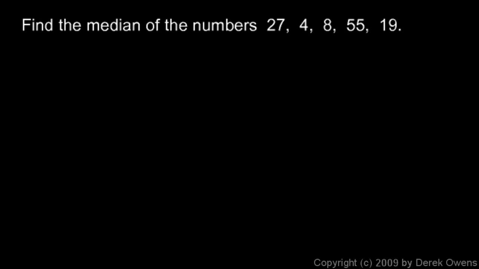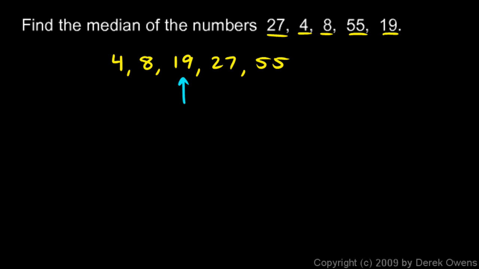So in this example, we're told find the median of the numbers 27, 4, 8, 55, and 19. So we just need to arrange these numbers in order, and 4 is the lowest, and then 8, and then 19 is next, and then 27, and then 55, and that's all of them. And you can see there's 5 numbers, and the one right in the middle, 19, is the median.